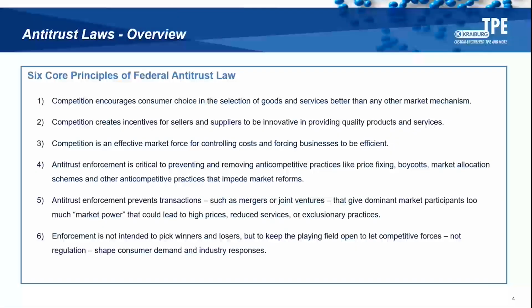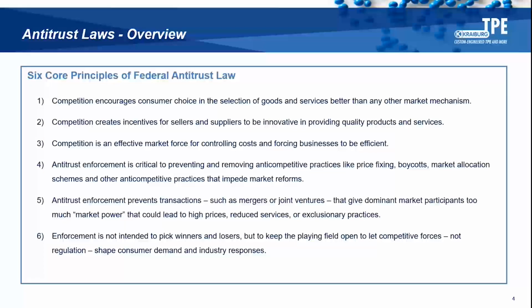Let's go through the 6 core principles of federal antitrust law. First of all, competition encourages customer choice in the selection of goods and services better than any other market mechanism. Competition creates incentives for sellers and suppliers to be innovative in terms of providing quality products and services. Competition is an effective market force for controlling costs and forcing businesses to be more efficient in how they conduct their day-to-day operations.